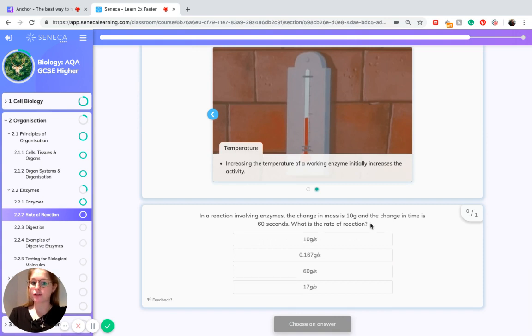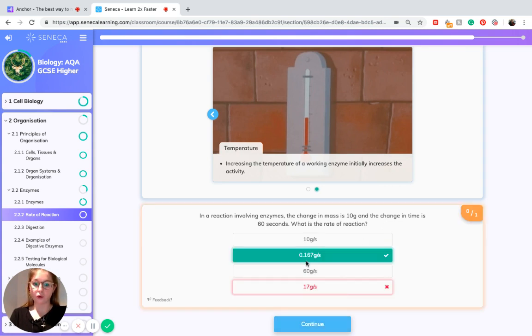So let's think of another example for rate of reaction to make sure we've covered it fully. So let's say in a reaction involving enzymes, the change in mass is 10 grams and the change in time is 60 seconds. What is the rate of reaction? So we've got our change in mass is 10 and our time is 60. So we're doing 10 divided by 60, which is 0.167 grams per second.